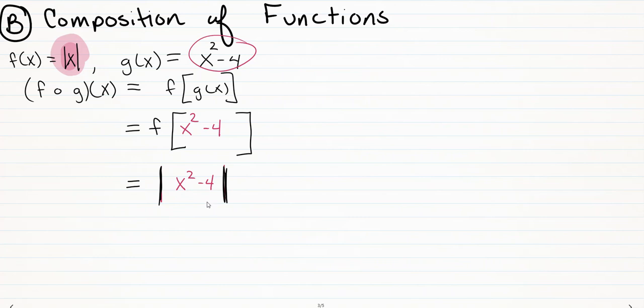One more time, the steps that we follow. This second function, the g, is always going to be what we work with first. We put that g of x in first, the x squared minus 4. And then we put the x squared minus 4 into the f function. So that's an example of composition of functions, just a quick review.